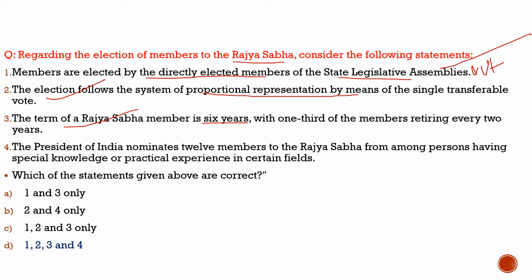Fourth statement: the President of India nominates 12 members to the Rajya Sabha from among persons having specific knowledge or practical experience in certain fields. 100% correct. So the correct statements are statement 1, 2, 3 and 4, and the correct code is option D. I hope you have got the basic understanding about the Rajya Sabha. From tomorrow we will discuss eligibility, qualifications, disqualifications, oath and other related concepts. Now let's move to the next slide and see what previous year question we had brought today.